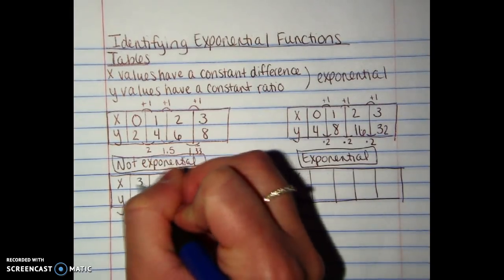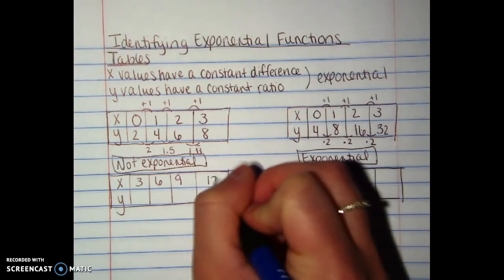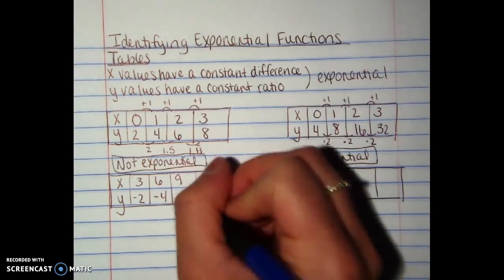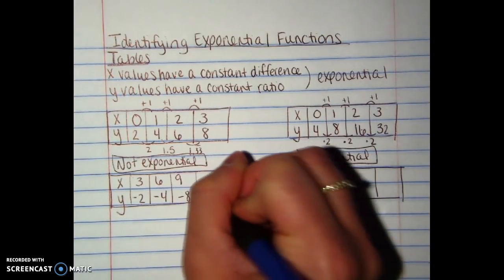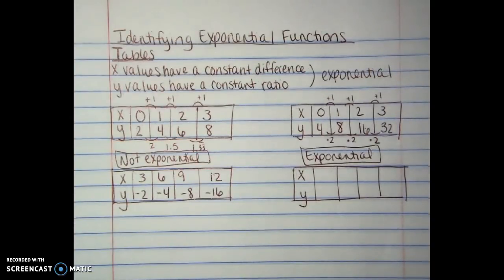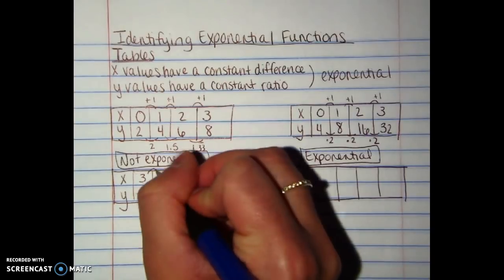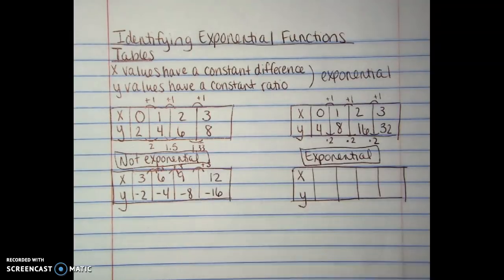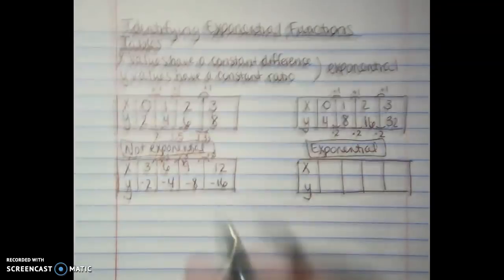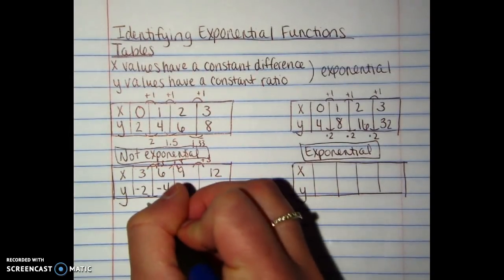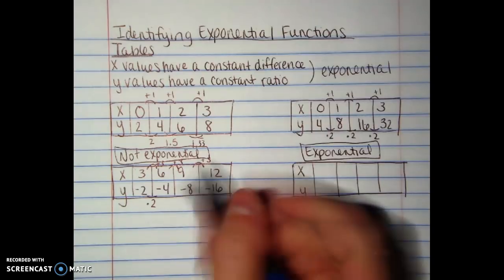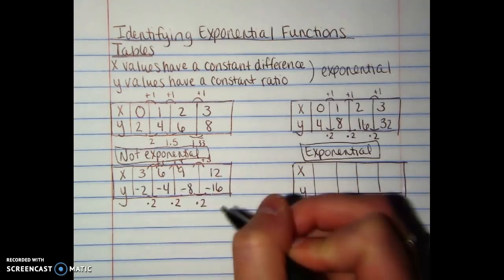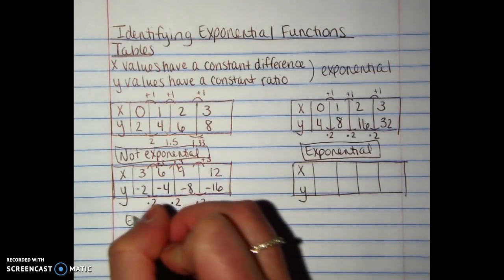Okay, down here let's do 3, 6, 9, and 12. And then -2, -4, -8, -16. Okay, so looking at the x's, this goes up by 3, this goes up by 3, and this goes up by 3. So the x's go up by 3 each time. -4 divided by -2 is 2, so we're multiplying by 2 here. -8 divided by -4 is 2. And -16 divided by -8 is times 2 as well. So this one is also exponential.